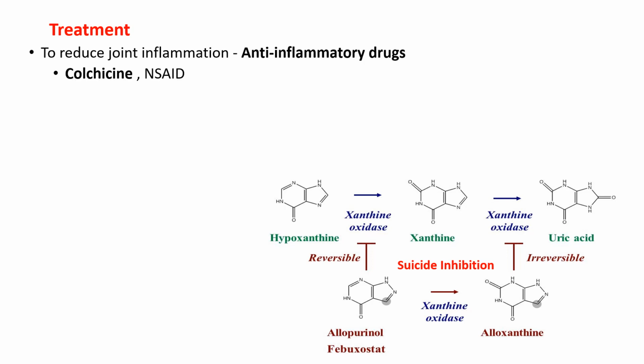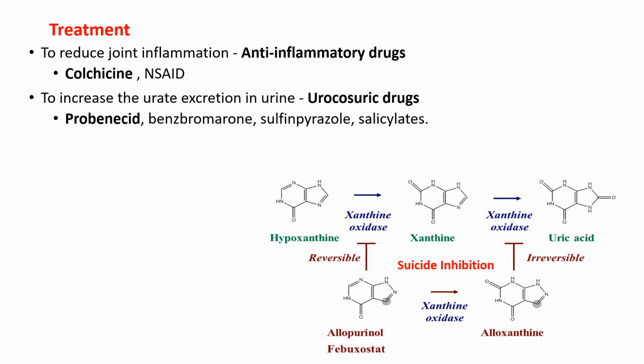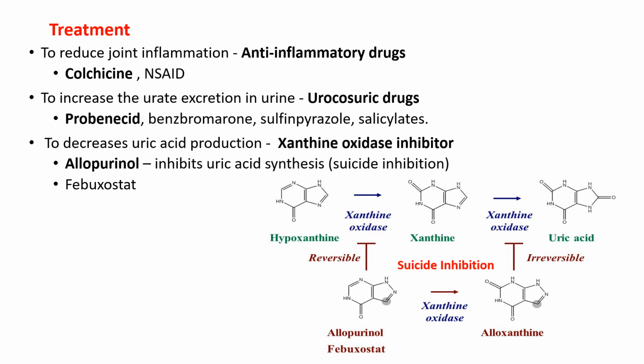For anti-inflammatory drugs, we have colchicine, NSAIDs and COX-2 inhibitors, which can be used to reduce the acute inflammation of the joints. Uric acid excretion can be increased by using uricosuric drugs like probenecid, sulfinpyrazone and high doses of salicylates. Xanthine oxidase inhibitors, for example, we have allopurinol and febuxostat, which will decrease the production of uric acid.